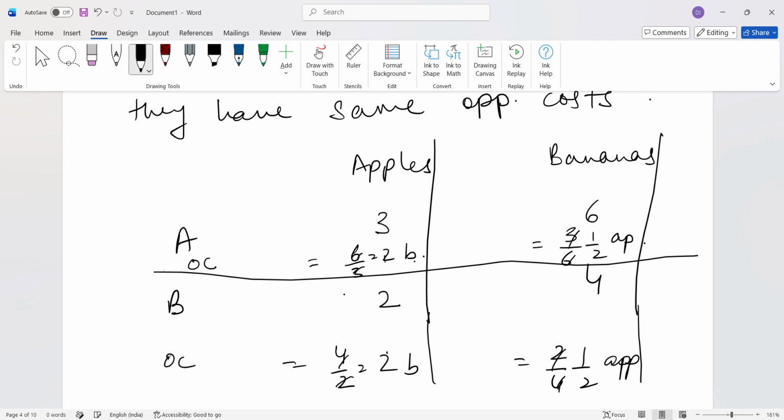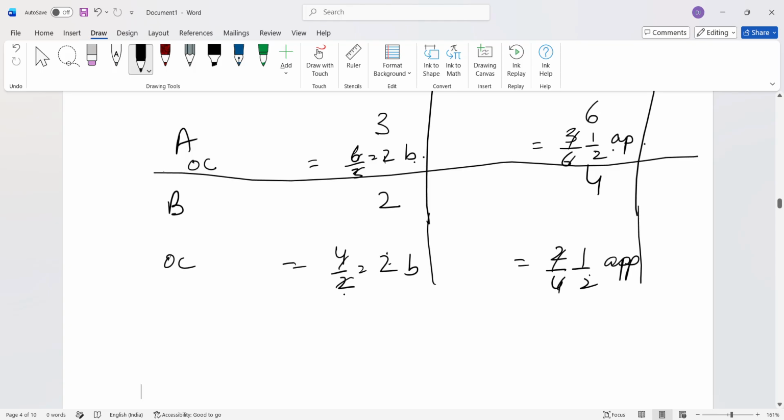Since they have same opportunity cost in the production of both the goods, right? So that's why trade will not take place, right? I mean, there aren't any gains from trade. So the two countries will not trade with each other, right? So bottom line being that if they have the same opportunity cost, then they will not trade. All right.